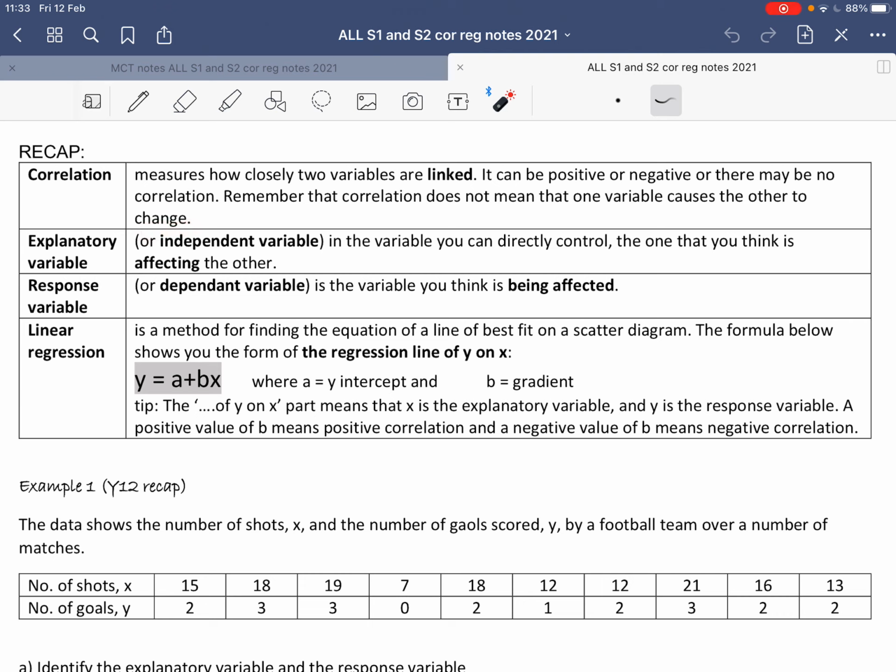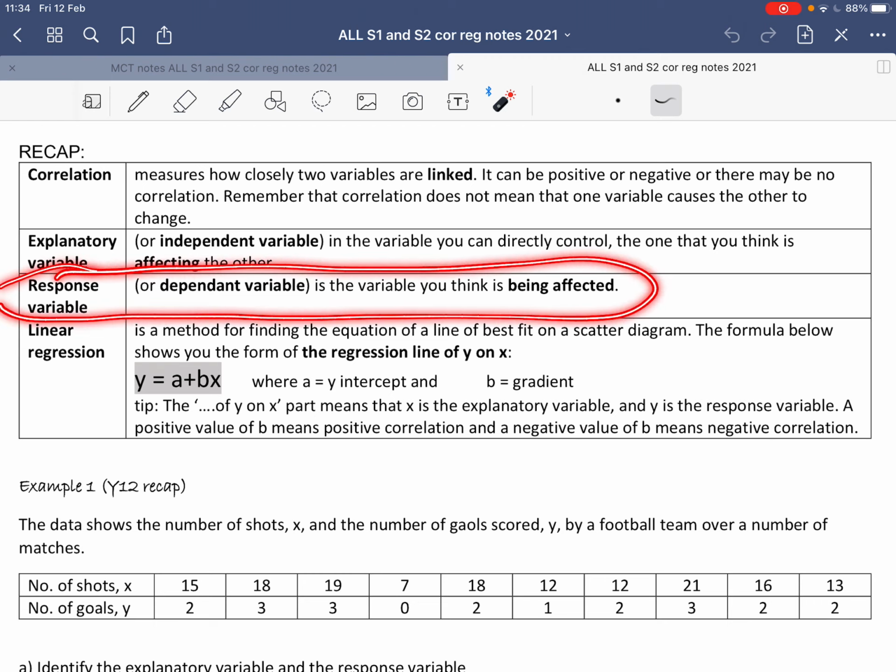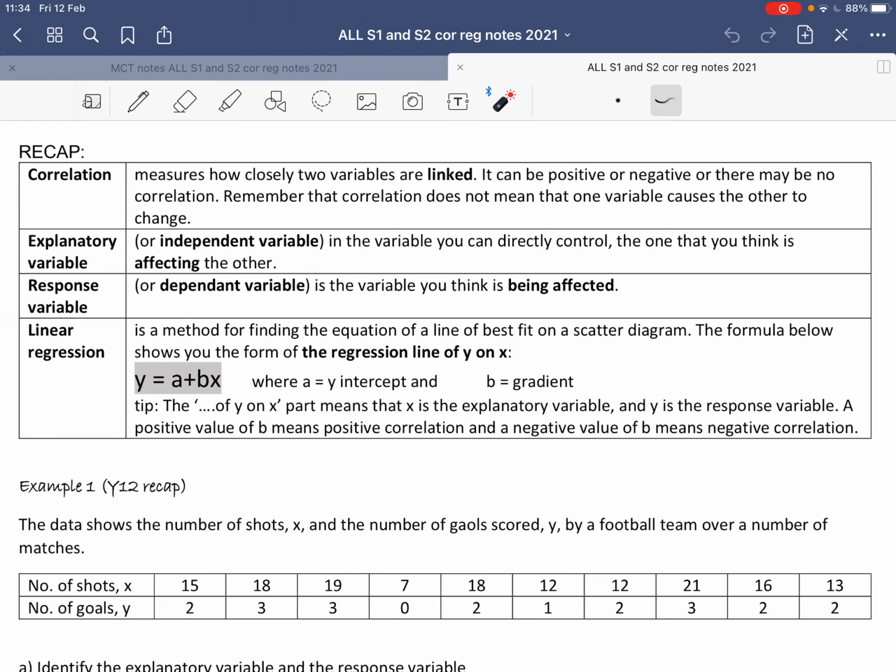Remember, correlation does not mean that one variable causes the other to change. So correlation doesn't necessarily indicate causation. We've got the things on the x-axis, so we call that the explanatory variable. And then the thing on the y-axis would be the response variable. Or another way of talking about those is the independent on the x versus the dependent on the y. So x is what we control, the thing we put in, and y is what we get out, the thing we think is being affected.